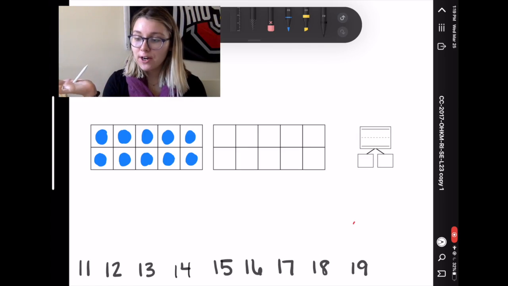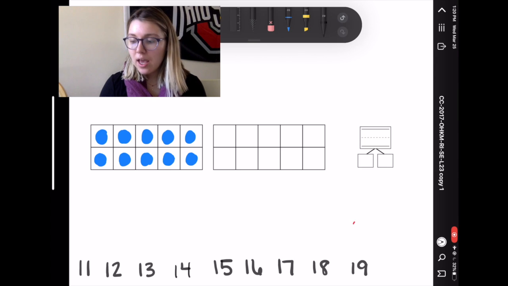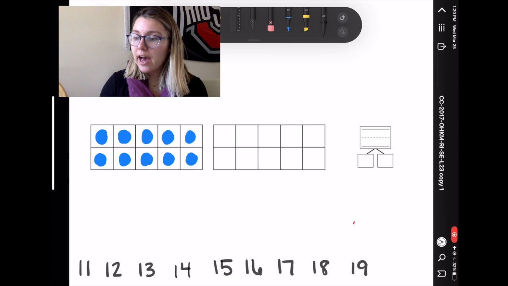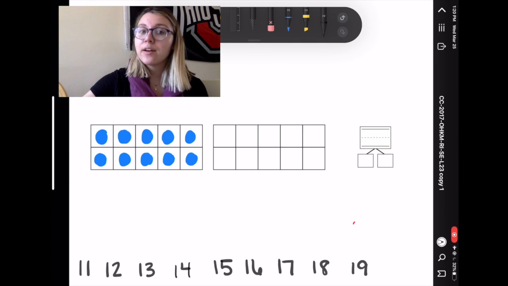So here is our 10 frame. One of them's already filled out to show that we already have 10, because when we're doing our T numbers, we always start with 10. We already have 10. And then at the bottom, we have all of our T numbers right there. And then we have our number bond off to the side that we're going to use to help show how we got our T numbers.